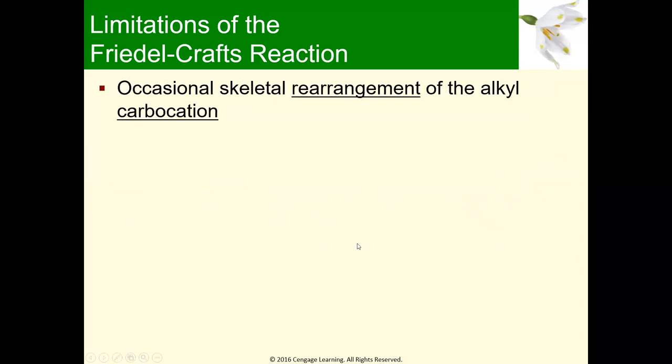All right, now the other thing that you've got to watch out for, and this is something that we have talked about in prior weeks, you can have a shift to make a more stable carbocation, which may get you a product that's different than what you're shooting for, what you really want. Okay, you can have a hydride shift or an alkyl shift that gives you a more stable carbocation, and that's great, but that might not be what you're looking to produce. That may not be the desired product. So occasional skeletal rearrangement of the alkyl carbocation can happen.